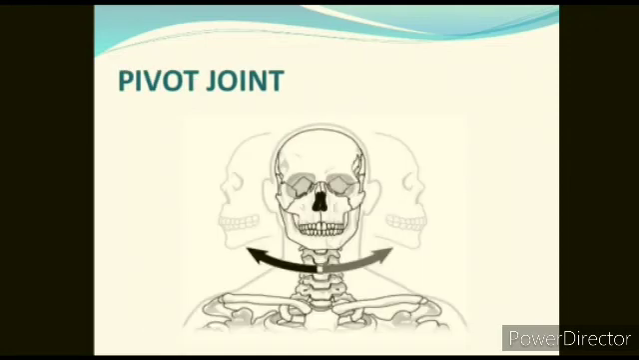The next joint is the pivot joint. The pivot joint allows rotation only. In this joint, the rounded surface of one bone fits into the ring formed by the other bone, so that one bone is able to rotate over the other in a ring. This joint is present between the neck and head.